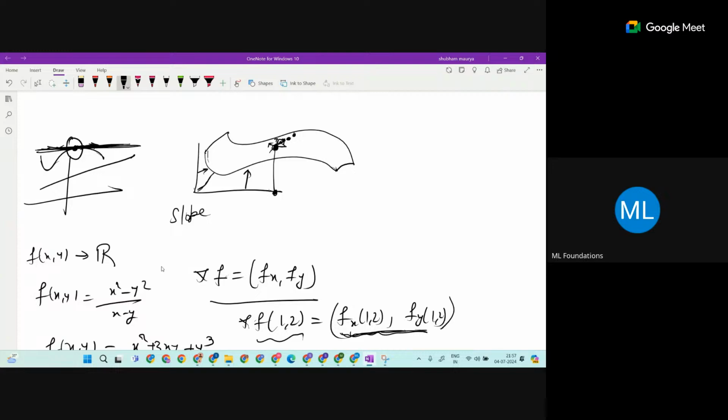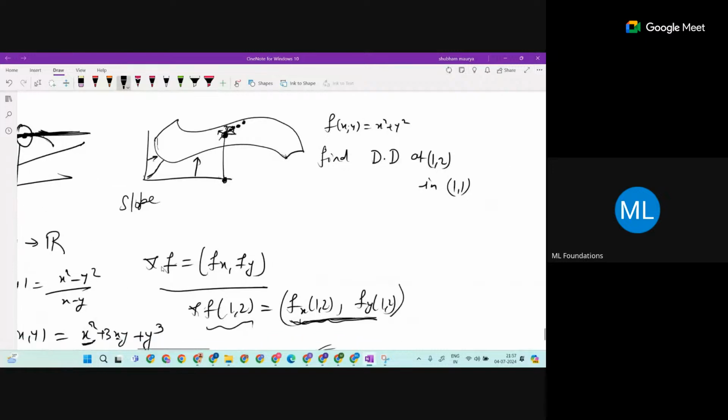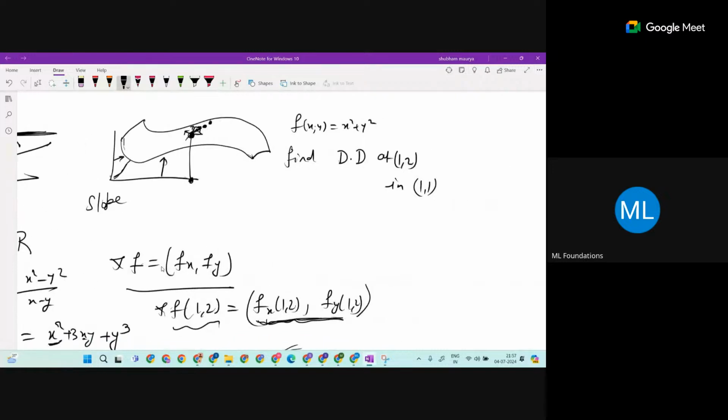So for example, let's say you have a function f(x, y) equals x squared plus y squared. Somebody asks: find the directional derivative at point (1, 2) in direction (1, 1). Whenever somebody asks for a direction, we think of it as a unit vector. This is not a unit vector, so we have to change it into a unit vector.